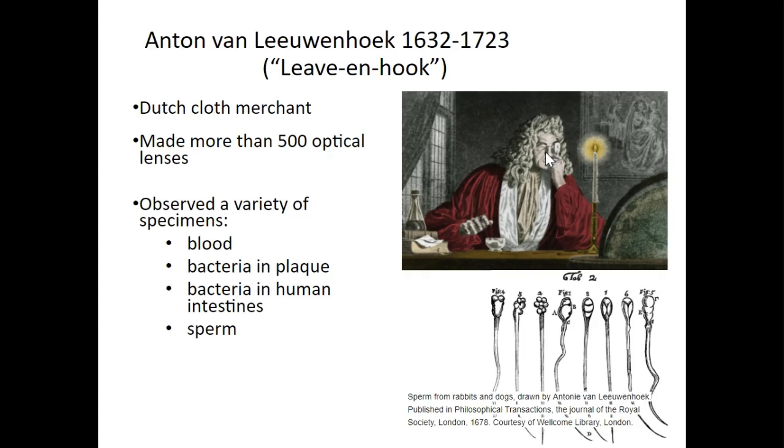But after developing these lenses and using them in his trade, he started getting curious and he looked at blood, plaque between his teeth, bacteria in human intestines, the sperm of rabbits, dogs, humans, etc. And here are his early sketches of different types of sperm, which is fascinating. Sperm is very, very small, and so he's getting an enormous amount of detail in these pretty rudimentary microscopes. So his sketches really were instrumental in other scientists developing better microscopes and then exploring.